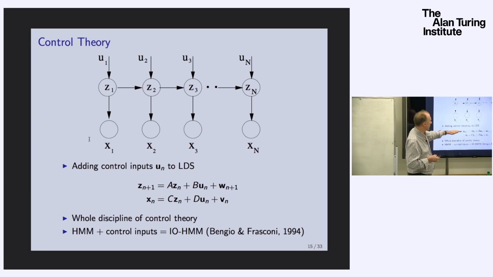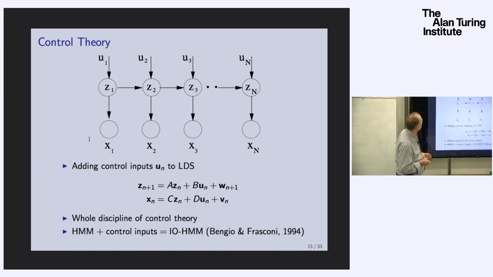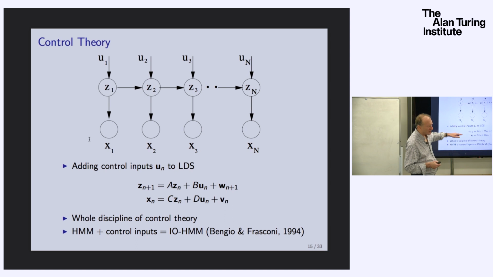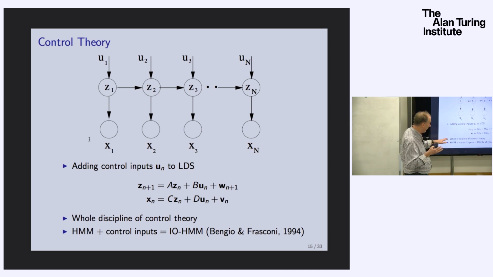So the simplest control model is to say, okay, as well as the dynamics here on the z's, we've also got some effective control variables, these u's, and so we can affect things like this. So that's one model, and then we can have an observation model that also depends on the u's. So basically, there is a whole discipline of control theory based not only on the linear situation, the linear quadratic control, which is a nice place to start, but also nonlinear variants of this.